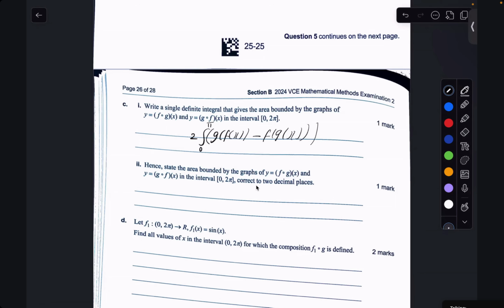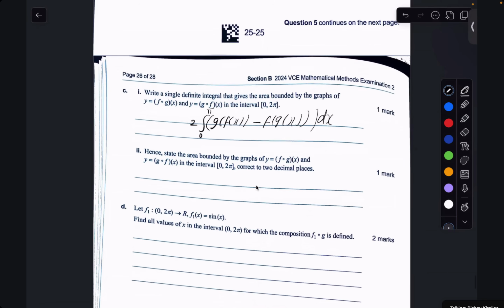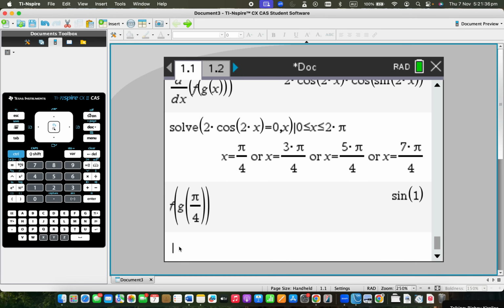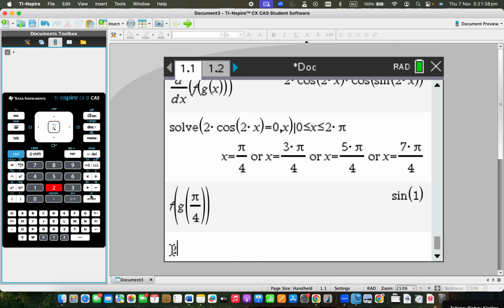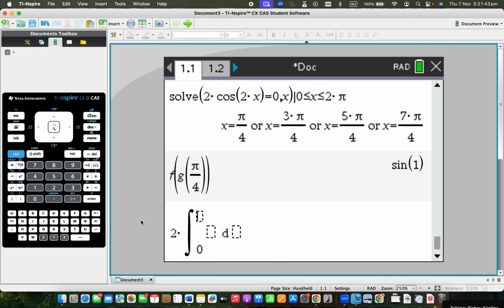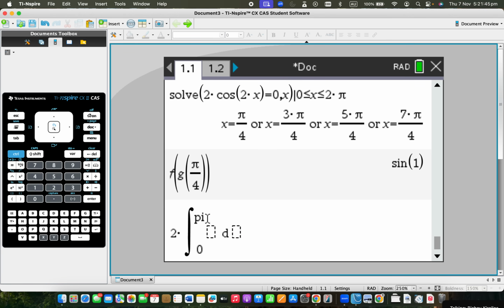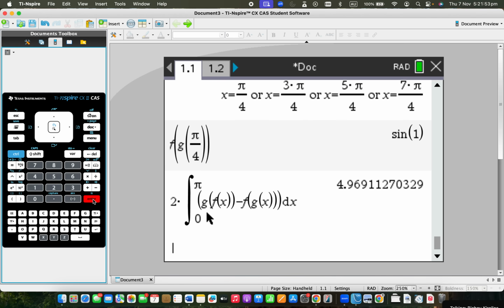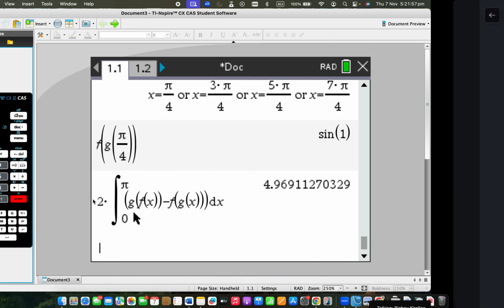dx. Hence state the area bounded by the graphs of those in the interval 0 to 2 pi, correct to 2 decimal places. So 2 times the integral from 0 to pi of g of f of x minus f of g of x dx to 2 decimal places is 4.97.